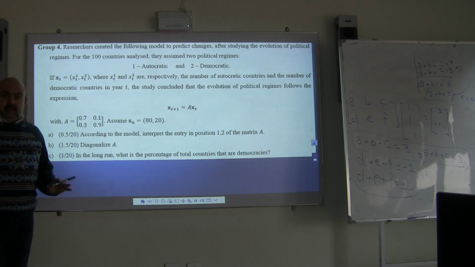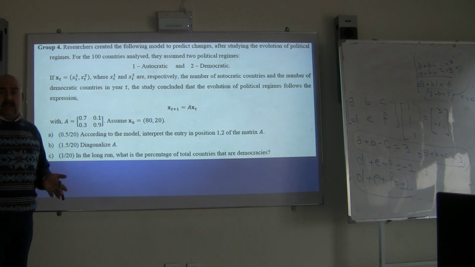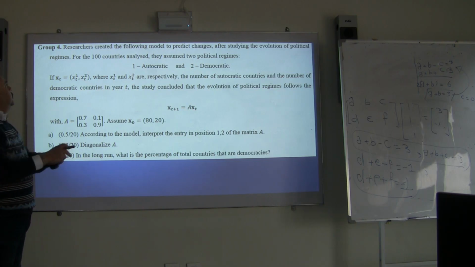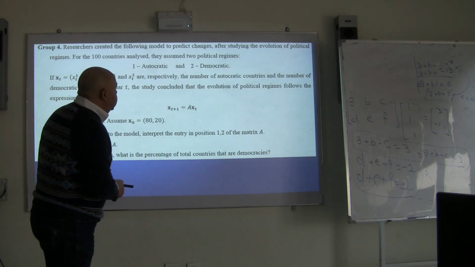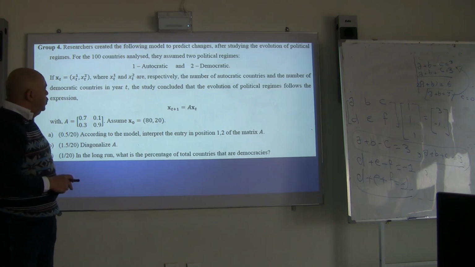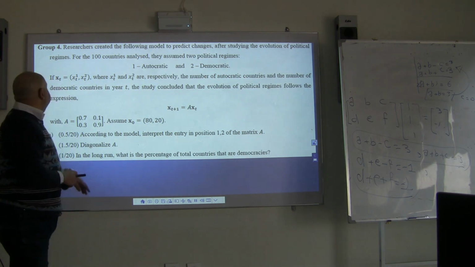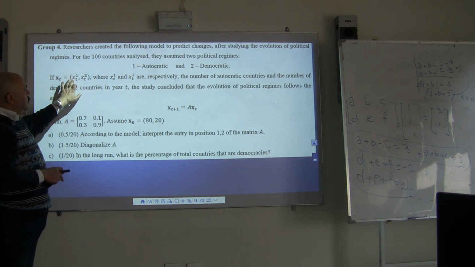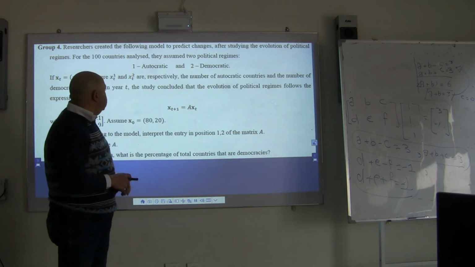This problem is very nice. It's about the last part that we went through, the dynamical systems, and it's a very interesting problem. It's saying that a researcher created the following model to predict changes after studying the evolution of political regimes for the 100 countries analyzed. They assumed two political regimes: autocratic and democratic. X_t stands for x1, which is autocratic, and x2, which stands for democratic, as pointed out here.